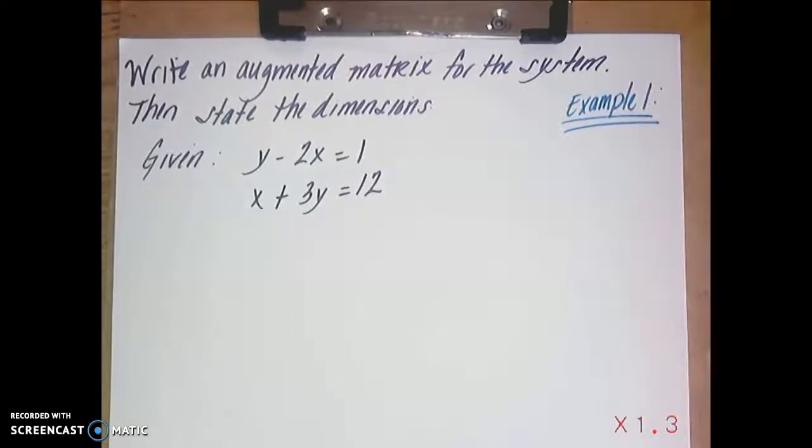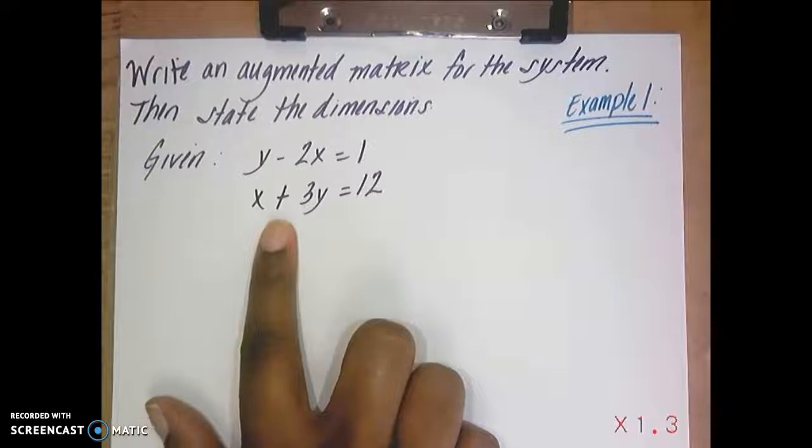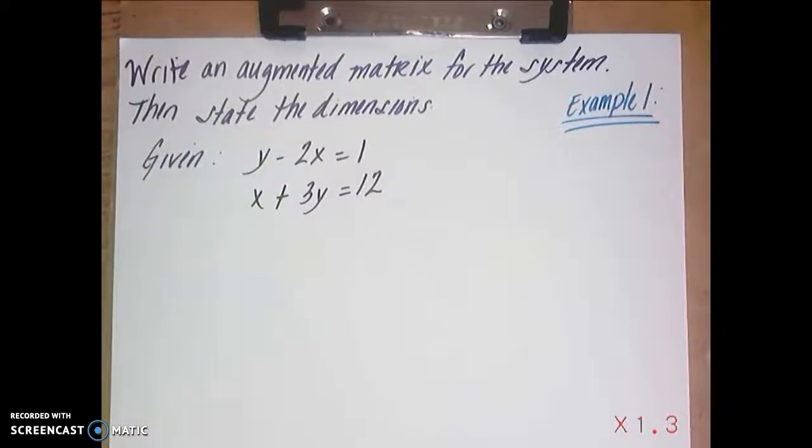Now, this is example 1. It says write an augmented matrix for the system, then state the dimensions, and we're given y minus 2x equals 1, and the other equation is x plus 3y equals 12. So the first thing that I want to tell you is that one of these equations is, but the other equation is not written in standard form.